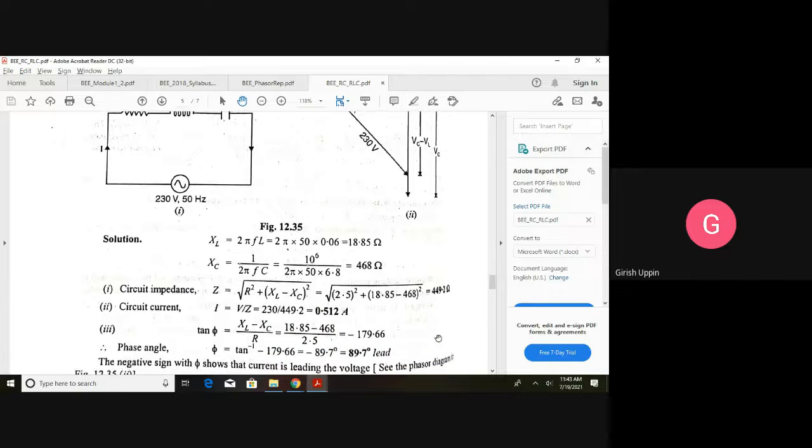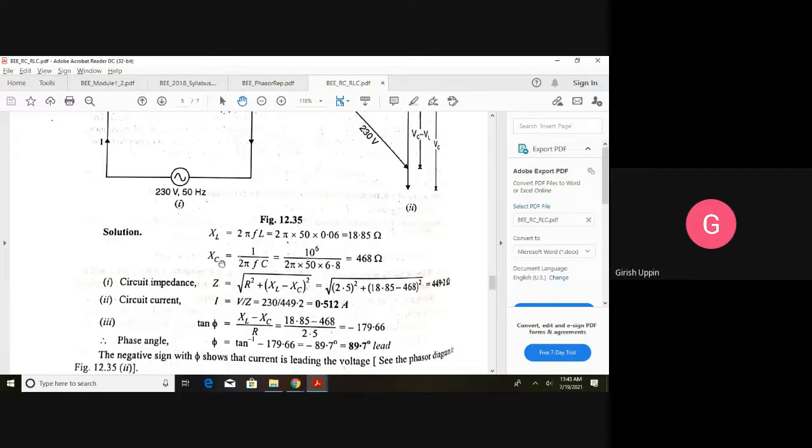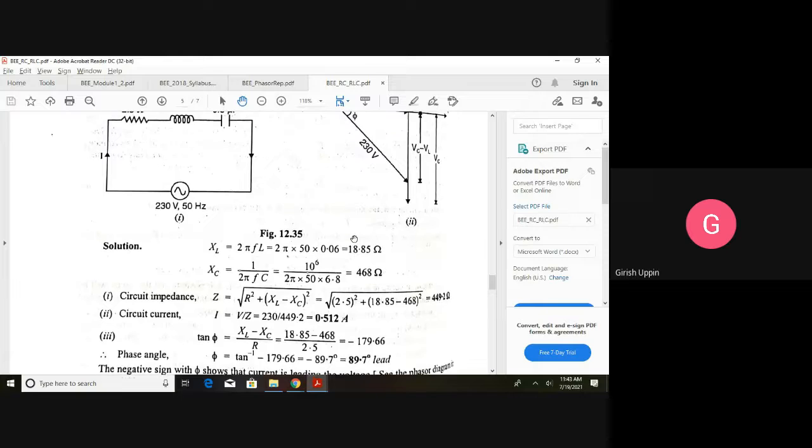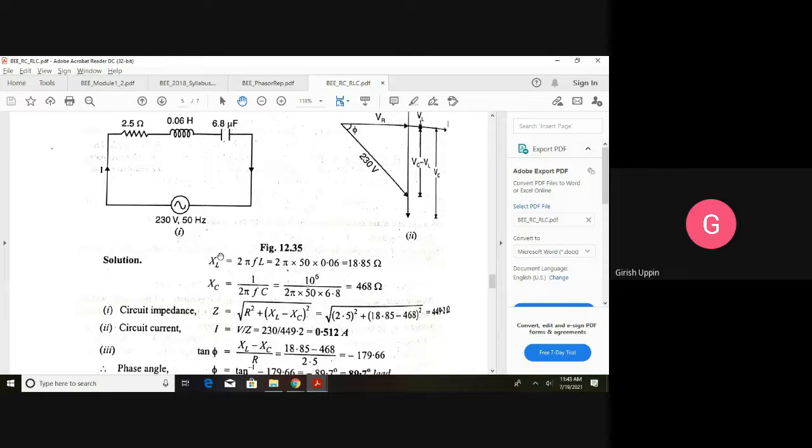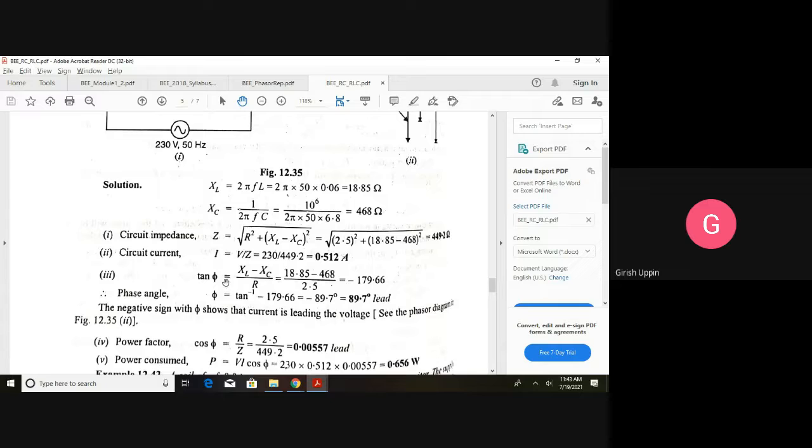Now if you see the XC value 468 and XL value 18.85, and the resistance is also small, 2.5. So this circuit will behave very close to a capacitor or an RC circuit. Then you find I is equal to V by Z. V is given as 230. You get it as 0.512 ampere.